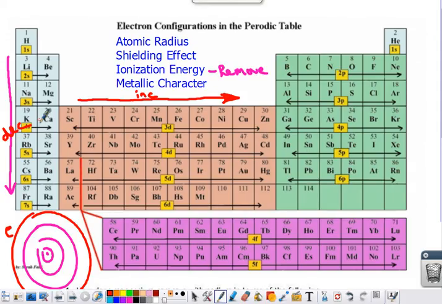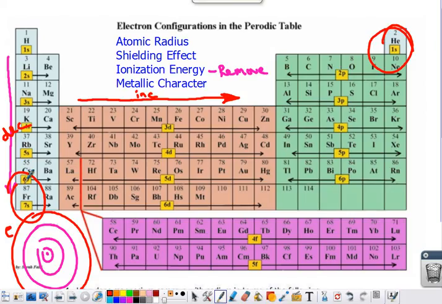So the energy to remove electrons would be the highest over here for helium, in this corner. That would be the highest energy to remove electrons. And again, it'd be easiest to take from the francium over here.